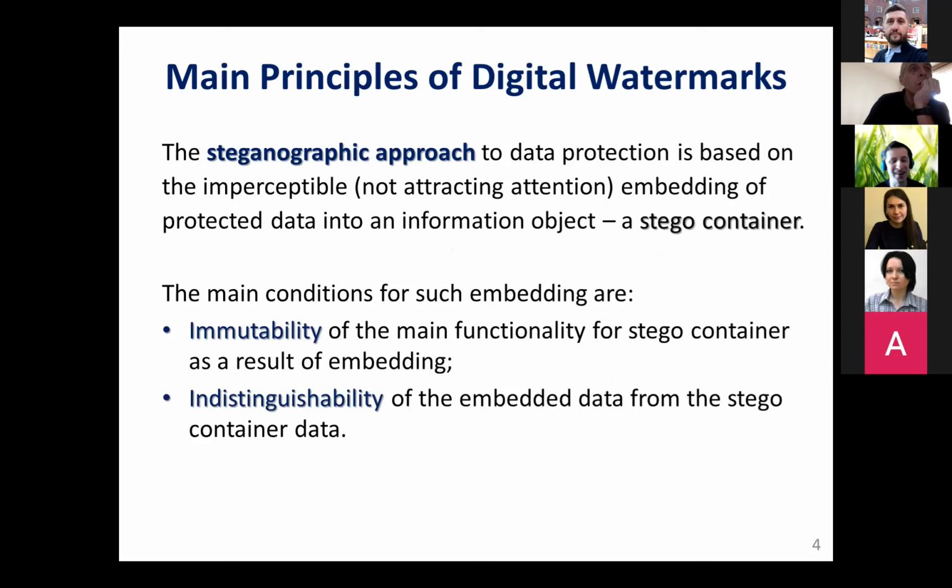The steganographic approach to data protection is based on imperceptible embedding of protection data in the information object, the Stega container. The main conditions for such embedding are immutability of the main functionality of the Stega container as a result of embedding, and indissolubility of embedding data from the Stega container data.